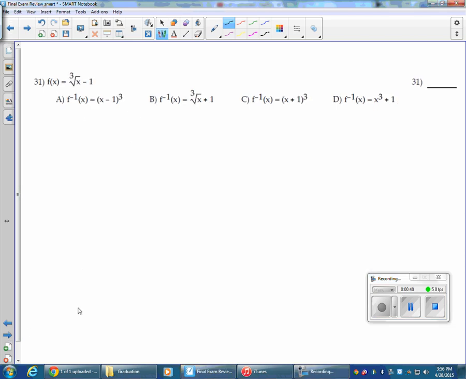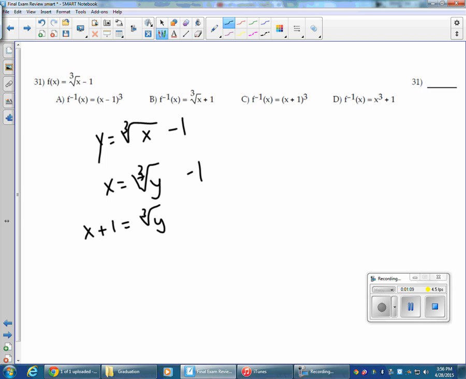Number 31, the cube root of x minus 1. So this original problem is y equals the cube root of x minus 1. So this becomes x equals the cube root of y minus 1. I've got to solve for y. So I add 1. And then to get rid of the cube root, I cube it. And so I'm going to cube this side.